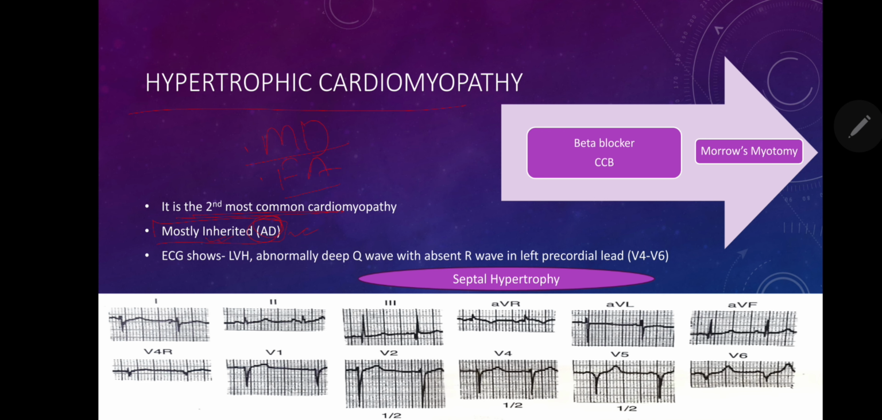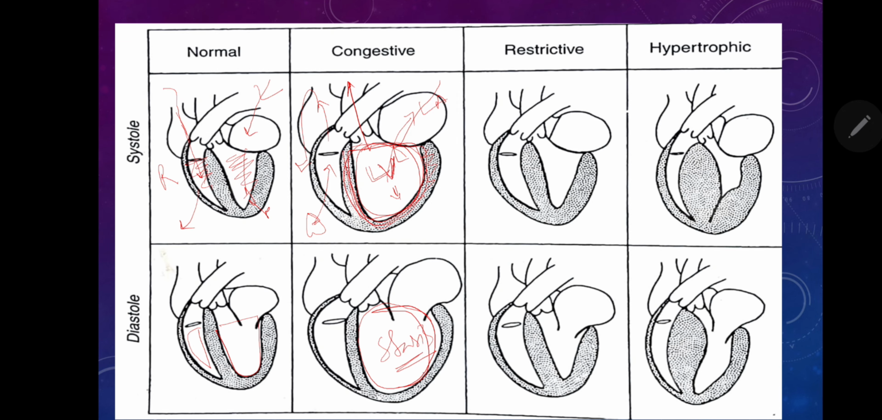In hypertrophic cardiomyopathy, what is the basic pathophysiology? There is a hypertrophy of the cardiac muscle, mainly of the left ventricle. It is only the left ventricle or the septum that gets hypertrophied. As there is hypertrophy of the cardiac muscle, mainly the left ventricle, there is no systolic problem. That means the systolic problem is not there.